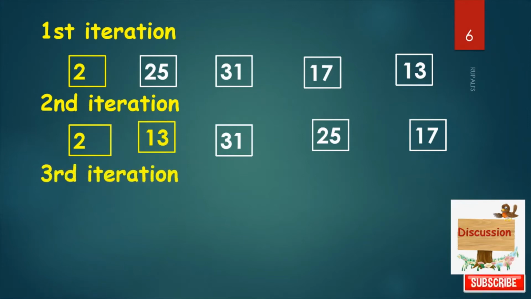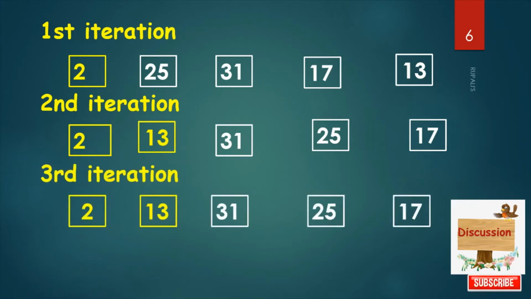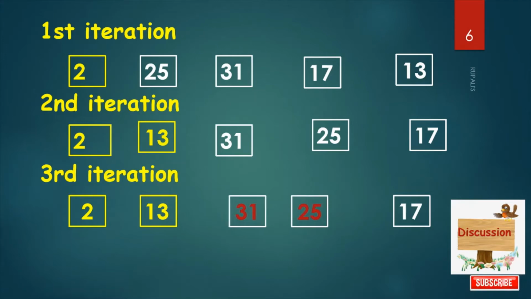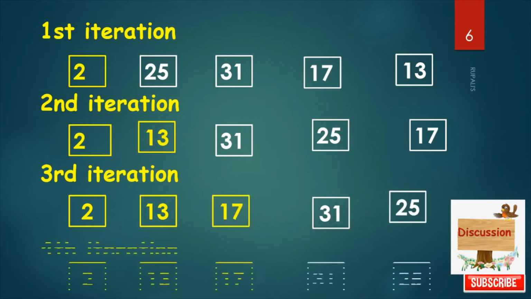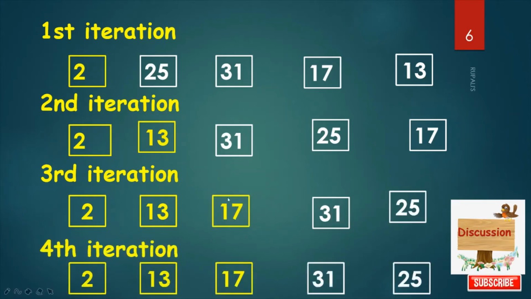In the third iteration, we have to compare the third node info with the remaining nodes' infos. So compare 31 with 25. Because 31 is greater than 25, need to swap. Now compare 25 with 17. Because 25 is greater than 17, swap. And we get 17 in the third place.